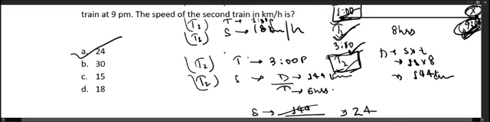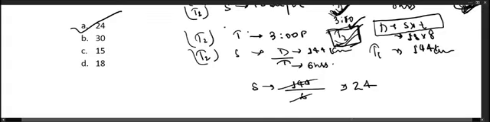Once again, let us first try to understand the logic behind the question. First, we are given two trains. We are given that the two trains start their journey from the same point. That means when they meet at any point, they have covered the same distance, because both have started their journey from the same point.